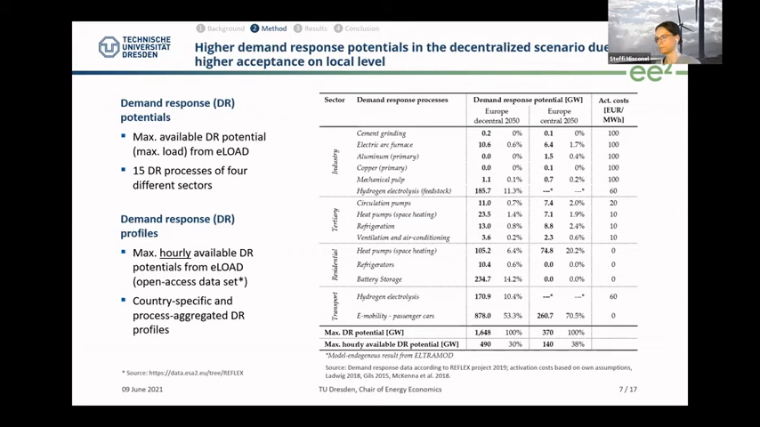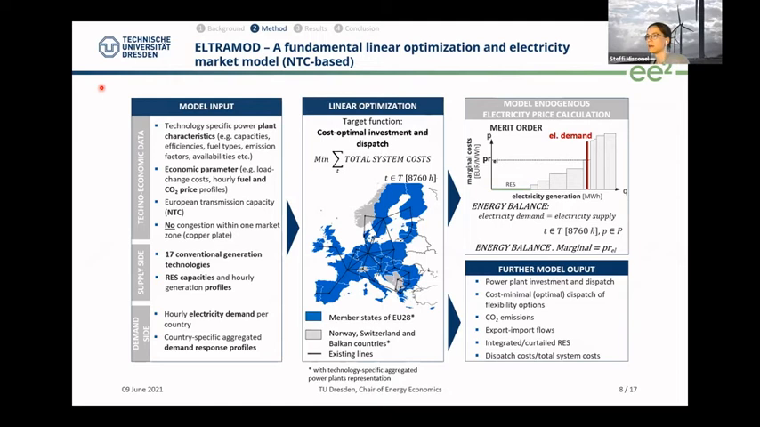All these input parameters are implemented in our fundamental linear optimization and electricity market model, Ultramod, which is NTC based. That means that we treated every country as one node, and there's no congestion within one market zone. So Europe is considered as a copper plate.